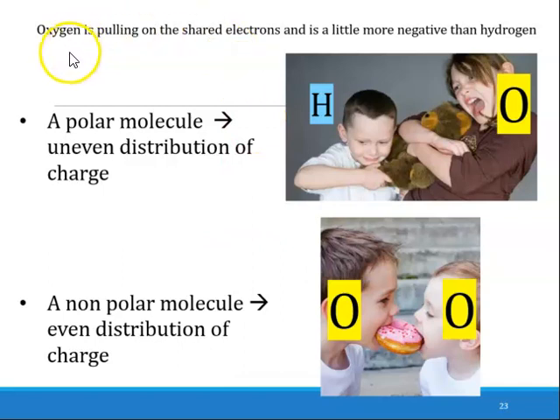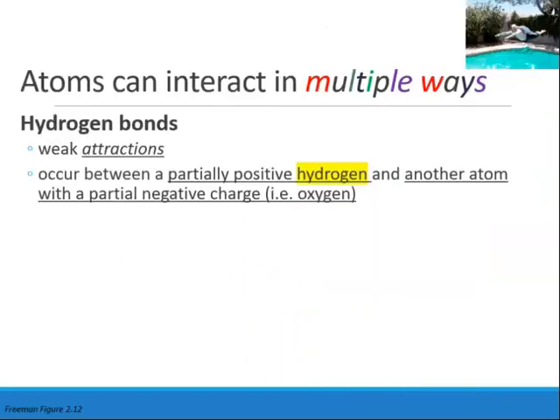So we can see that oxygen is pulling on the shared electrons and is a little more negative than hydrogen, because we know electrons are negative. So it's going to be more negative than hydrogen.